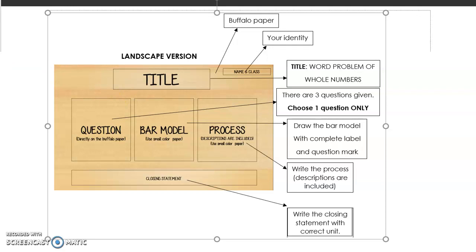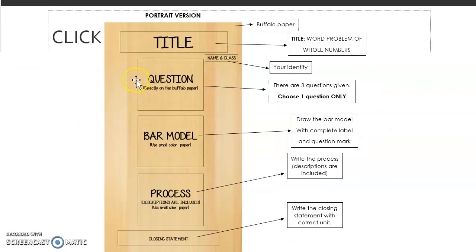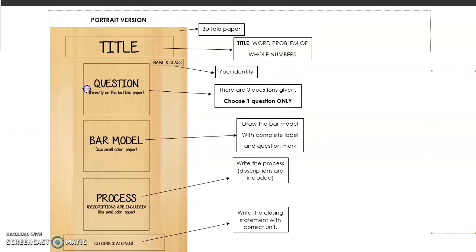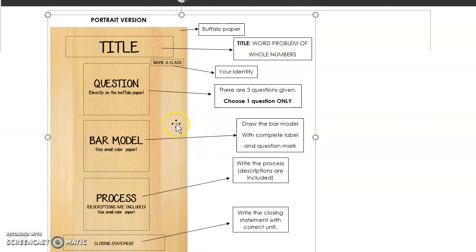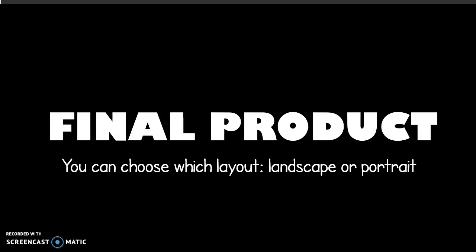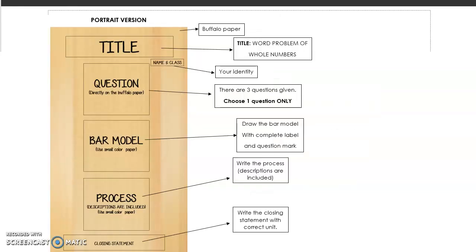Okay, now how about portrait? If portrait, you make it long like this, right? Okay, here. If long, it will be the same: title, your name, don't forget, question, bar model, process, and also closing statement. For the detail, this one is also the same as before. Only the position changes. So you can choose landscape or portrait, up to you.